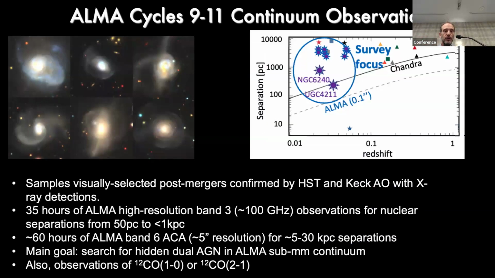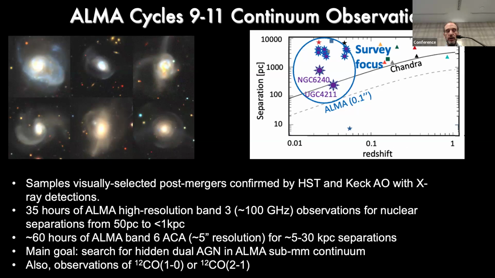Now, in order to test for that, we also obtained ALMA time in the last 3 or 4 years to follow up these sources using the sub-millimeter continuum as a proxy for dual AGN. We have in total about 35 hours of high-resolution observations with the 12-meter array to go for the very small nuclear separations, less than 1 kiloparsec, and about 60 hours with the ACA, which is the more compact array, for the wider separations reaching up to about 30 kiloparsecs.